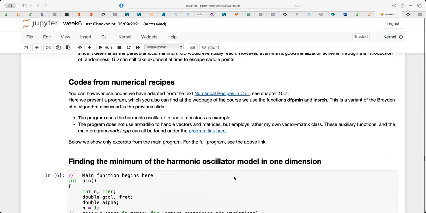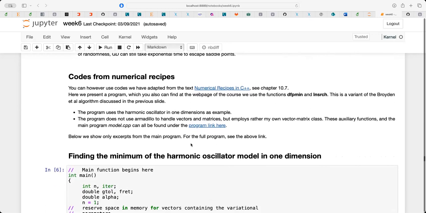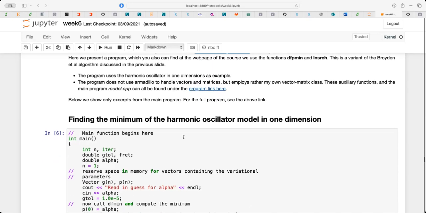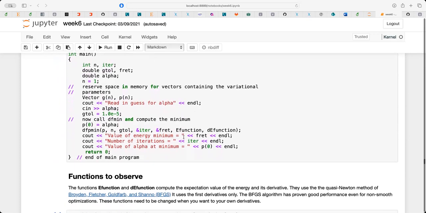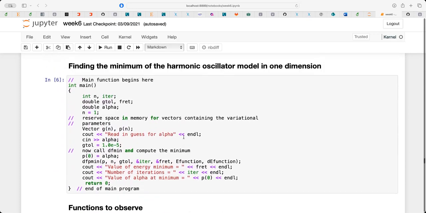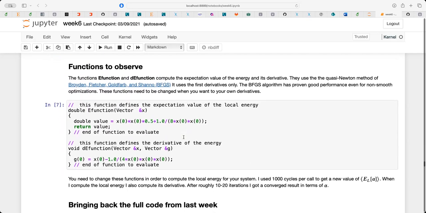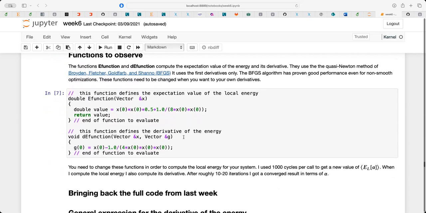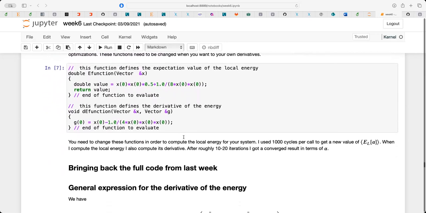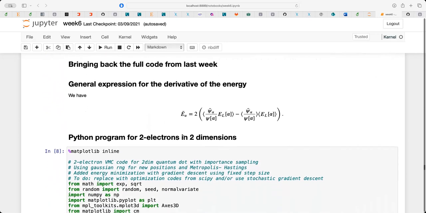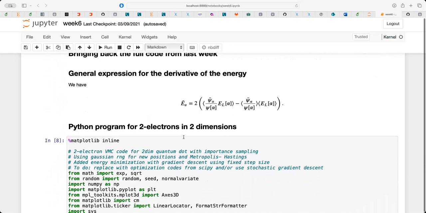There are codes from Numerical Recipes in C++, which you can also access. If you click on the link here, you will find these codes. And if you want to write in C++, this is an implementation of Broyden's method in C++. But we can discuss that during the lab sessions. But let's take a look at what we have to evaluate.